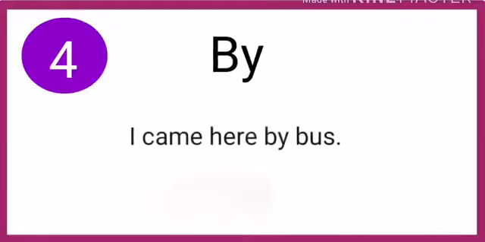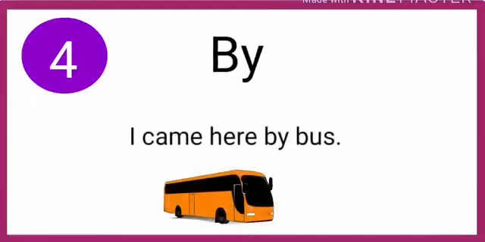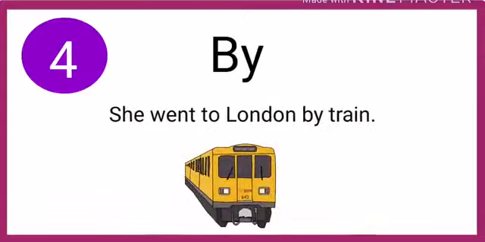The next preposition, number 4, by preposition. Look at these examples. Example number 1, I came here by bus. Now you can understand how we use by preposition. I came here by bus. Second example, she went to London by train. How did she go to London? She went to London by train.